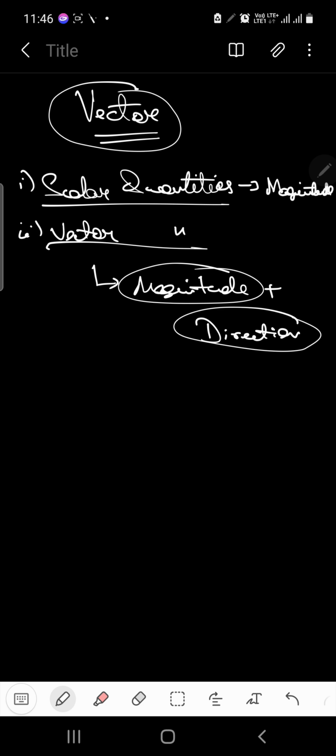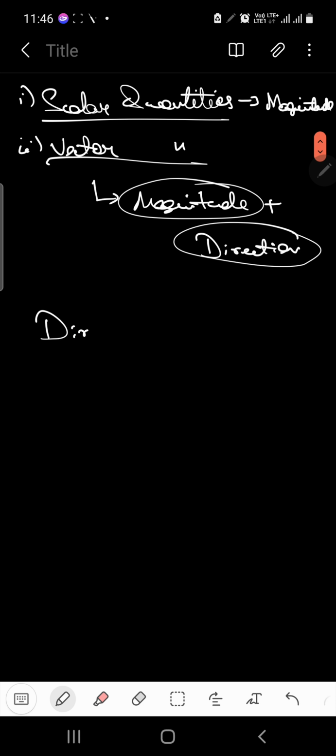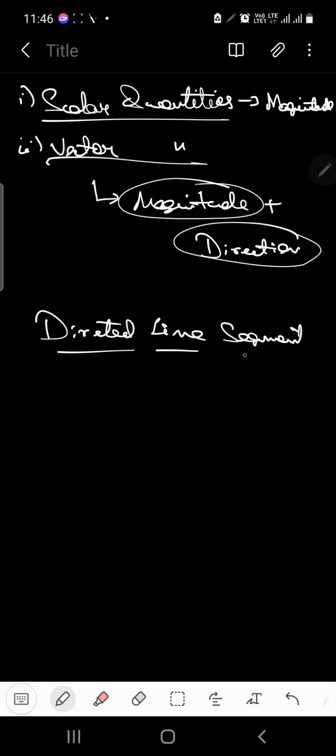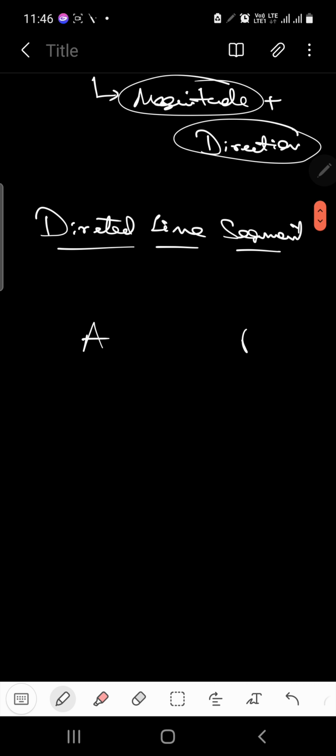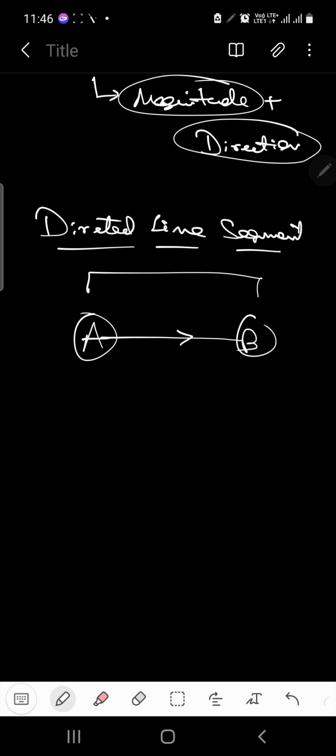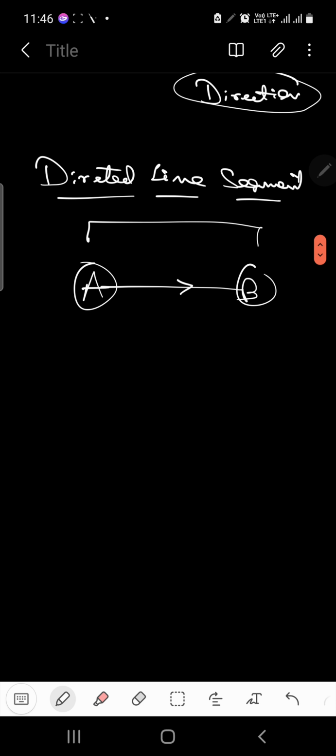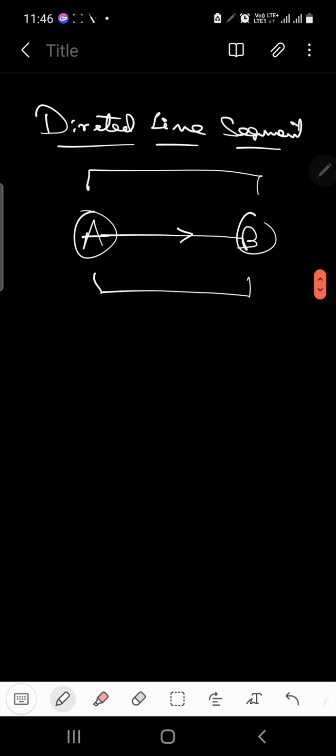Now how to represent a vector? Vectors are basically represented using a directed line segment. What is a directed line segment? A line segment which specifies a direction. For example, A and B are 2 points. If I draw a line like this with an arrow which determines that something is moving from A to B, this direction specified line segment is called a directed line segment. Clear? Since this is a directed line segment, this can be called a vector.